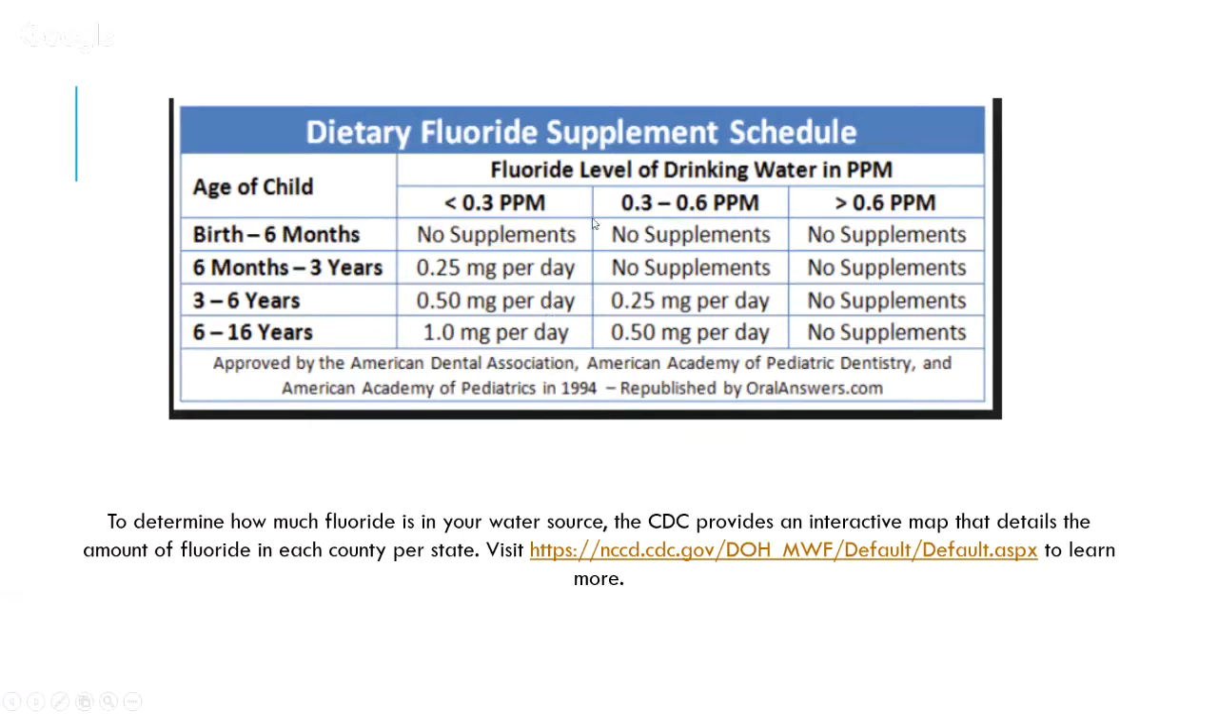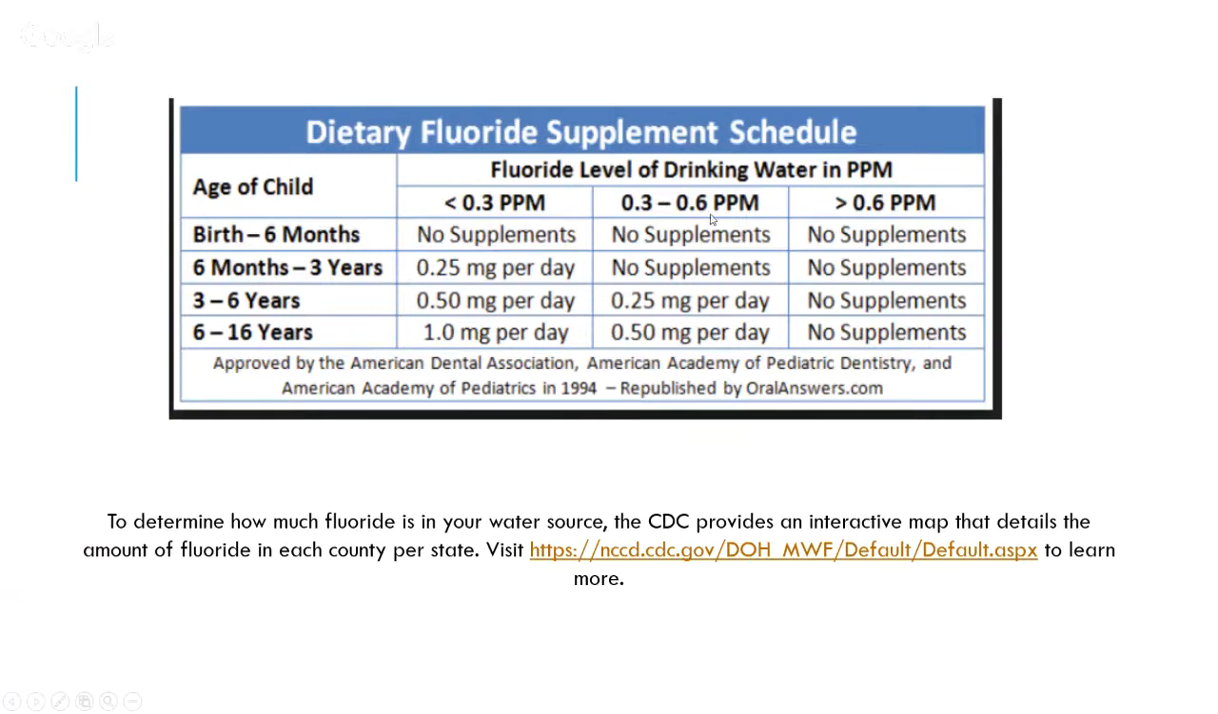And this chart is based on how much fluoride is in your water source. So if your water source is providing less than 0.3 parts per million of fluoride, then you don't need any supplementation for any babies that are up to 6 months old. Once they're 6 months to 3 years, it's 0.25 milligrams a day. 3 to 6 years, it's 0.5 milligrams a day. And 6 to 16 years is 1 milligram per day.